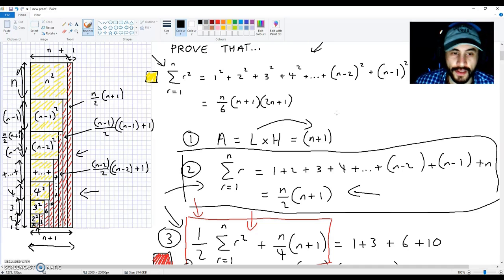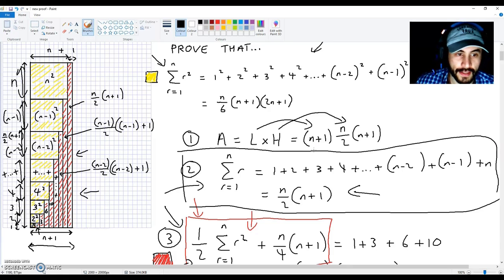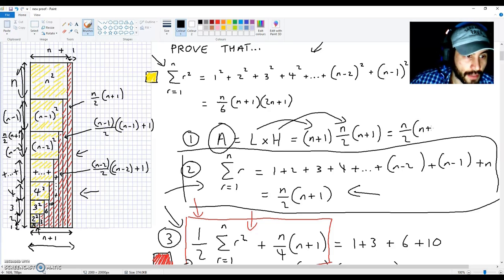I'm actually going to write that down over here: n over 2 multiplied by n plus 1. The height of this rectangle is equal to this. So the area of the rectangle, this is the large rectangle by the way, is going to be equal to n over 2 multiplied by n plus 1 squared.